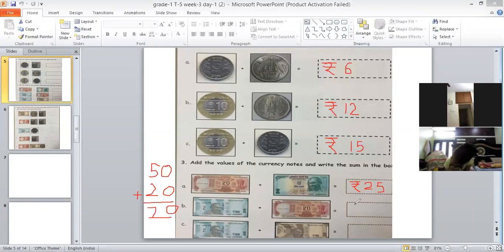Okay. So we'll make a rupee symbol here again, and we'll write the answer. Answer is 70.